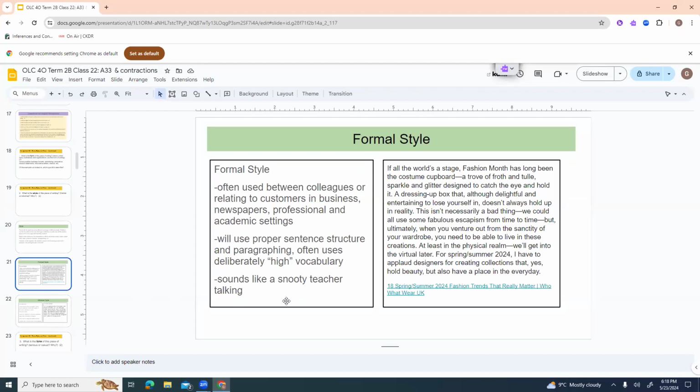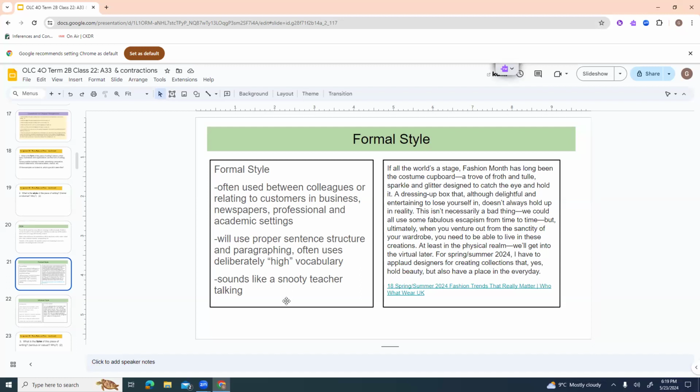But answering the question in the way that they have written it, formal style is often used between colleagues or relating to customers in business, newspapers, professional, and academic settings. It will use proper sentence structure and paragraphing. It often uses deliberately high vocabulary. Think of like a snooty teacher talking.